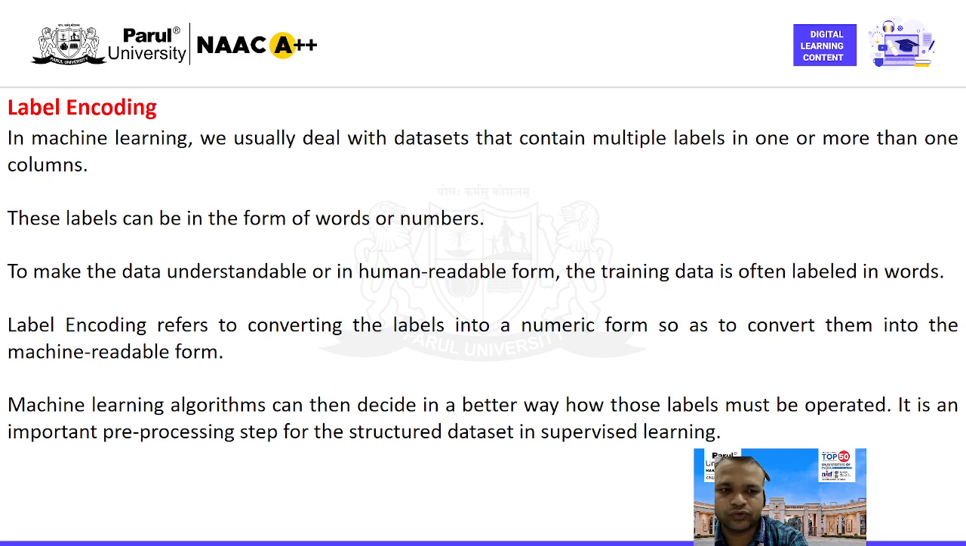Obviously you insert this information as columns, and columns represent labels that we create with the help of letters. But a machine understands machine readable language, 0 1 numeric form. So we try to convert these labels into numeric form, machine readable form. Then machine learning algorithms can decide in a better way how those labels must be operated. It is an important pre-processing step for a structured data set in supervised learning.